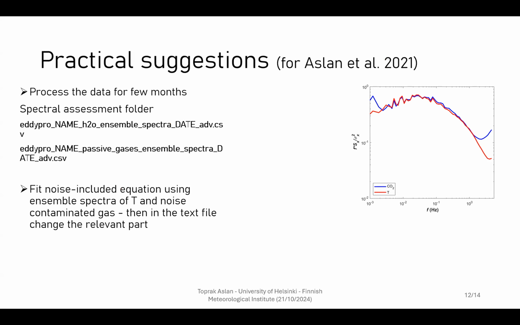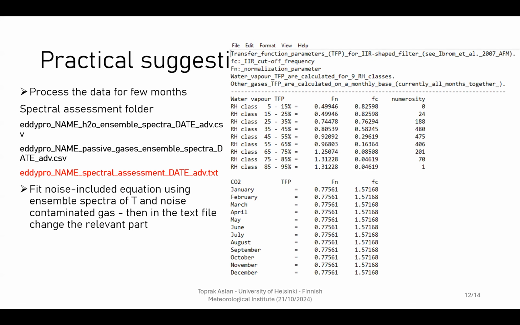And the second suggestion, if you want to implement the new method that I presented: this method is not available yet in the software, but there is a shortcut, so you can still apply it. Using the spectra in those CSV files, by fitting the updated equation I showed, you can obtain the new response time or cutoff frequency for each gas. Then you come back to this file and make the necessary changes. This text file that you see on the right is a summary of all spectral assessment. Here, FC is the cutoff frequency shown for each gas. And of course, for water vapor, it is shown for different relative humidity cases.